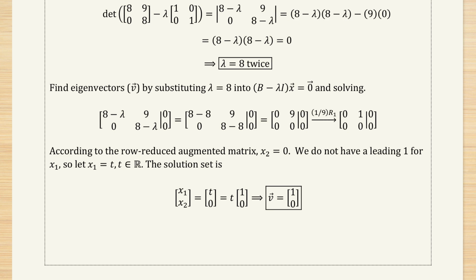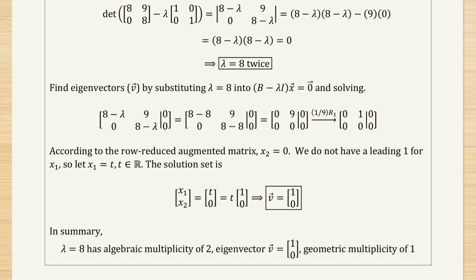To summarize, this matrix B has an eigenvalue of 8, whose algebraic multiplicity is 2 because lambda equals 8 comes up twice as the root of the characteristic equation. However, we're only able to get a single eigenvector from this eigenvalue, so this eigenvalue has a geometric multiplicity of 1.